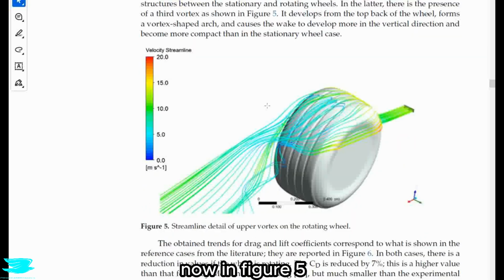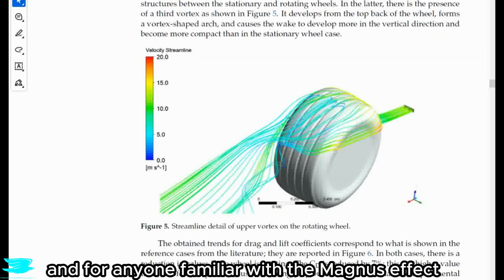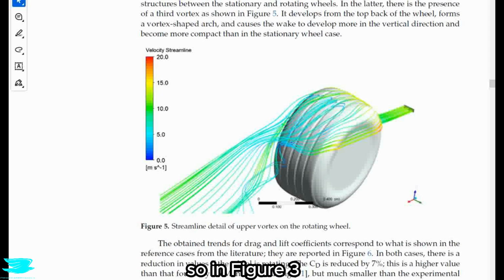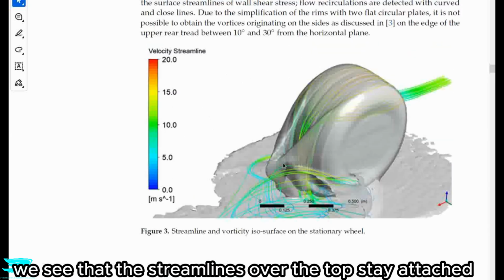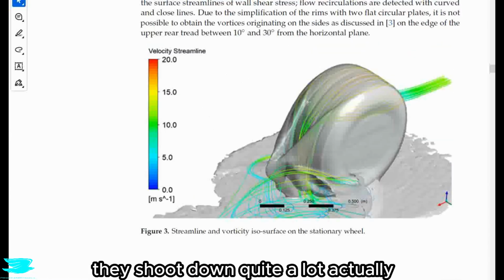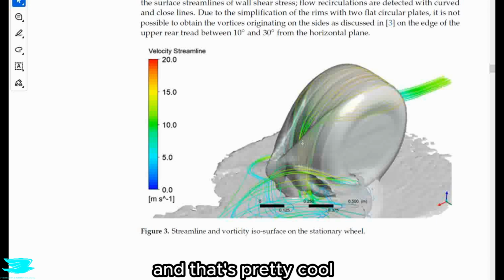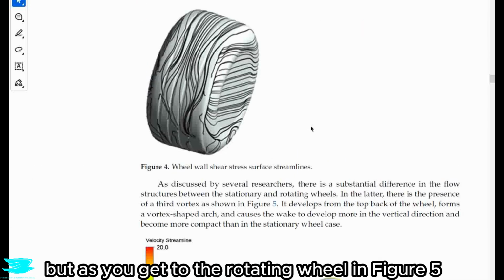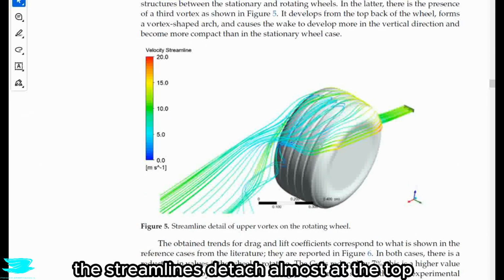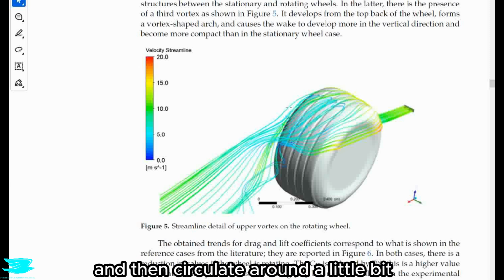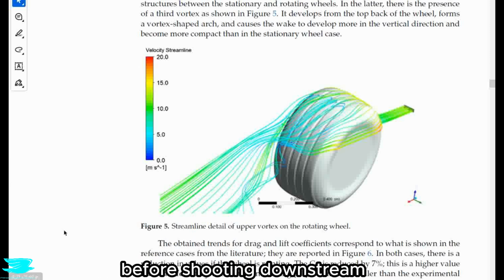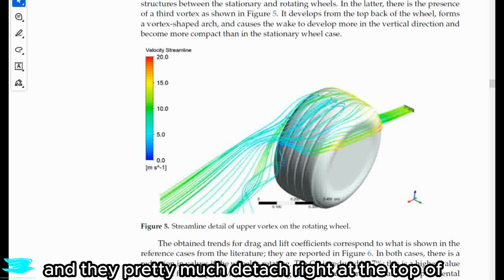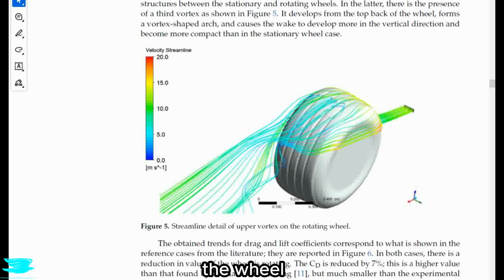Now in figure 5, we see streamlines over the rotating wheel, and for anyone familiar with the Magnus effect, you won't be too surprised with these findings. So in figure 3, we see that the streamlines over the top stay attached. They shoot down quite a lot actually, and that's pretty cool. But as you get to the rotating wheel in figure 5, the streamlines detach almost at the top and then circulate around a little bit before shooting downstream. So they don't go down, and they pretty much detach right at the top of the wheel.